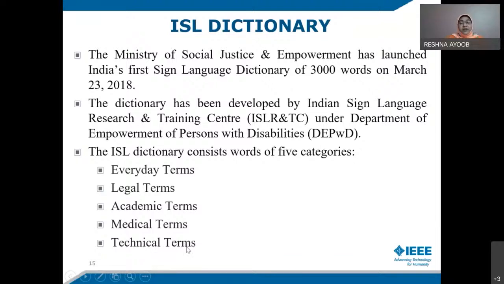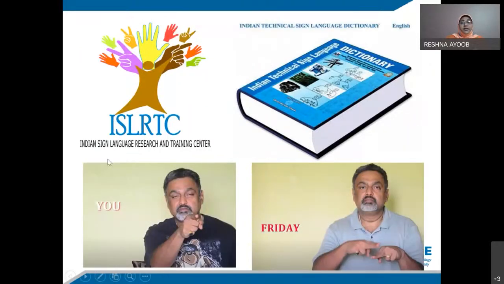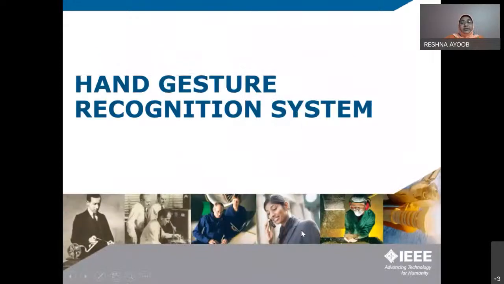There is another category called technical terms, which includes 206 videos of signs and explanations in ISL for the technical terms that are used in vocational training or in computer science courses. This is the logo of the Indian Sign Language Research and Training Center, which is located in Bombay. And these are 2 different signs. One is for you, and this is for Friday, just everyday terms.